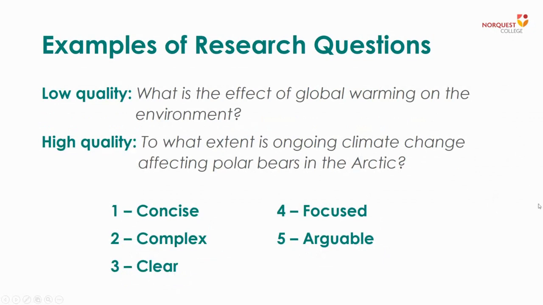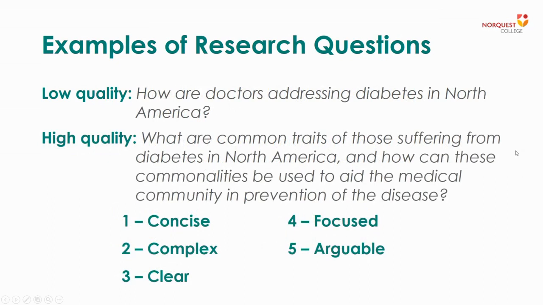So low quality is, what is the effect of global warming on the environment? And your high quality question is, to what extent is ongoing climate change affecting polar bears in the Arctic? Okay, so this particular low quality question needs to be more complex, clear, focused, and arguable. So 2, 3, 4, and 5. All right. Next one, got a couple more here.